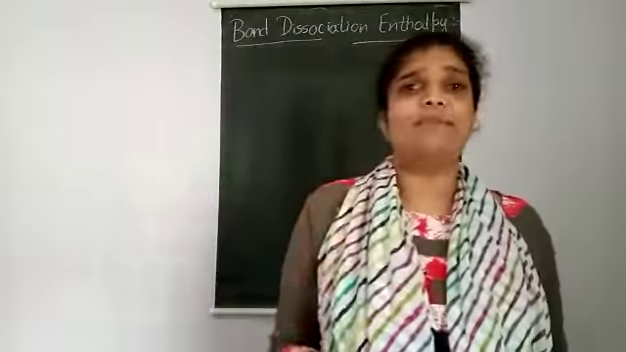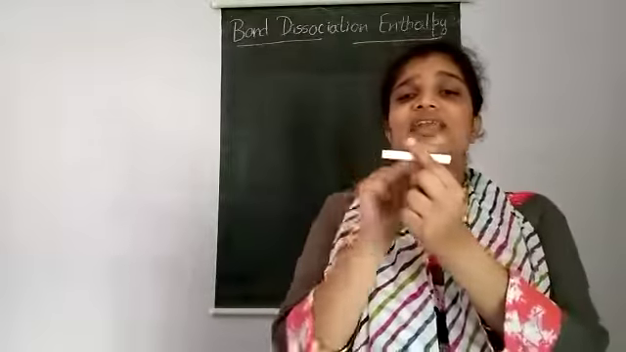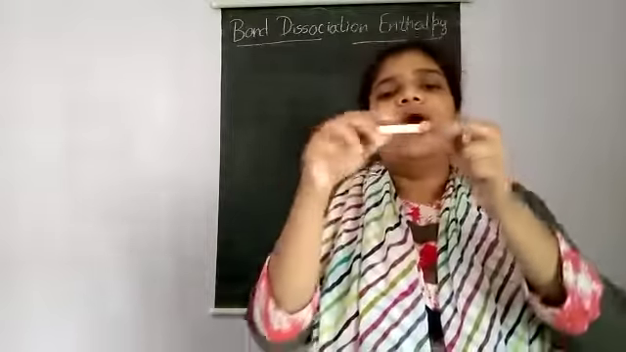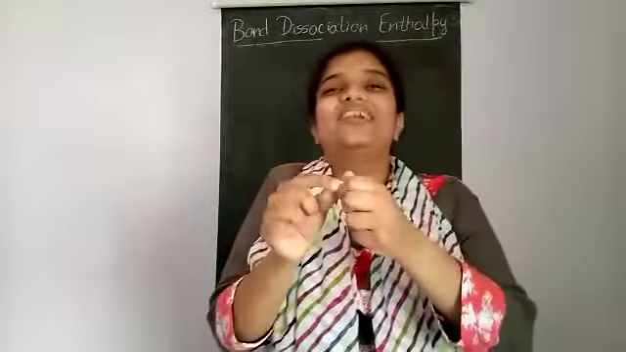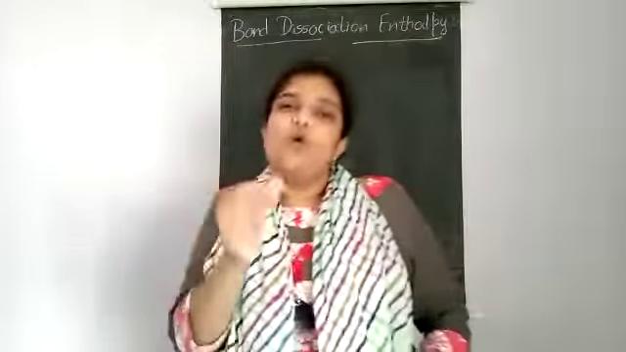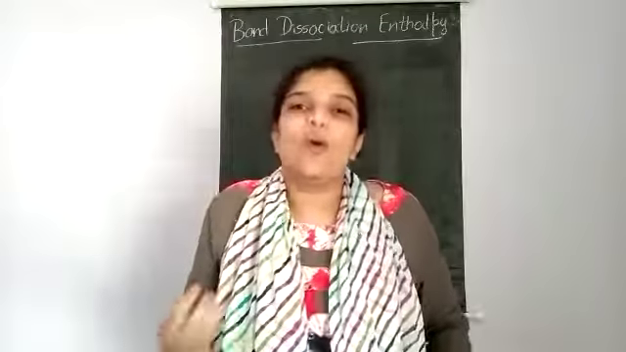You should know that the smaller the bond, the higher is the energy required to break it. Suppose I take the example of a chopstick. If the length is a little high, I can break it very easily. Suppose I take a smaller chopstick and try to break it, that is a little difficult. That is, the smaller the bond, the higher is the energy required to break it.